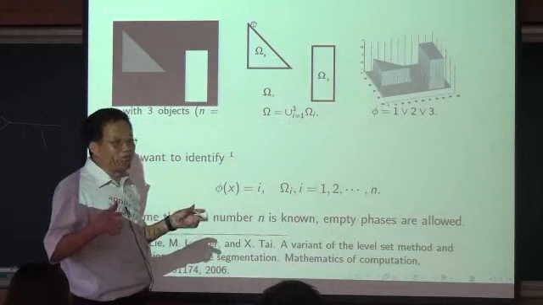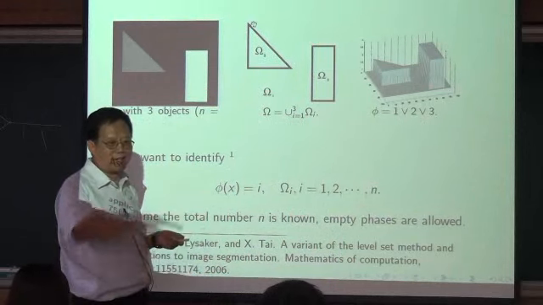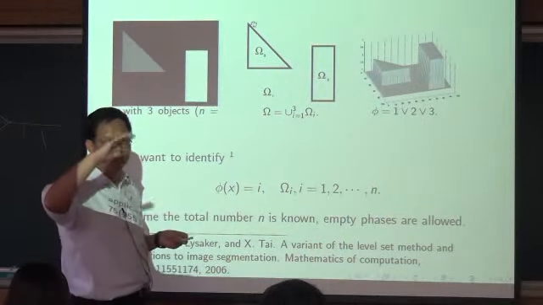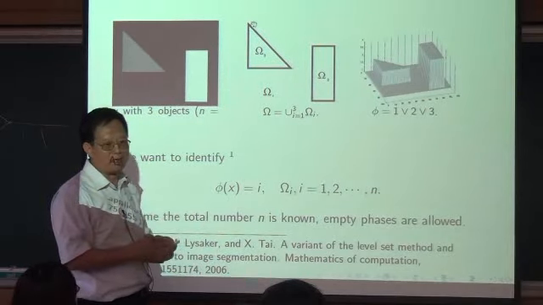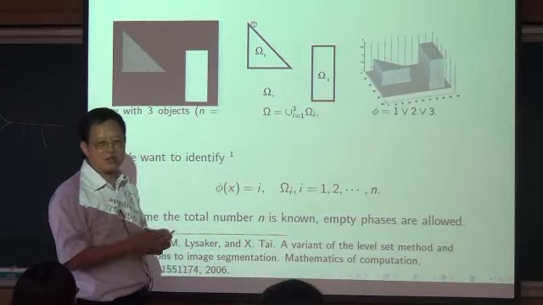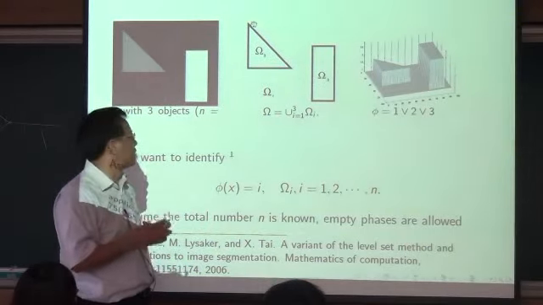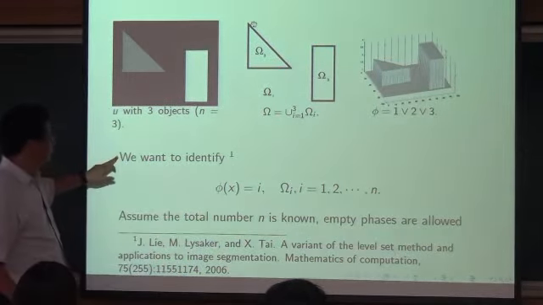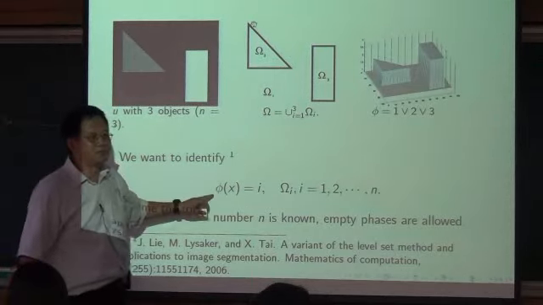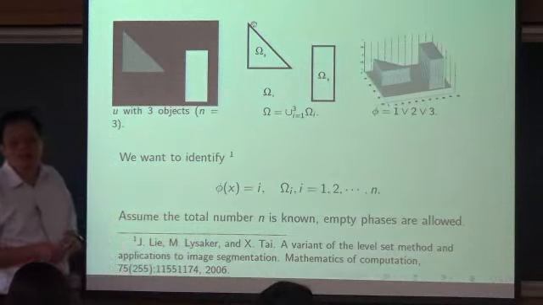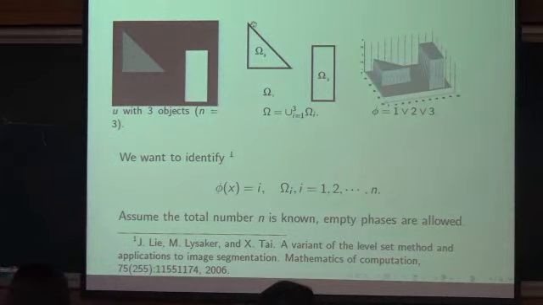In the beginning, you don't know which label is correct, but then you need to reshuffle the labels. Once the labels are shuffled correctly, the integral will be minimized. If the labels are not correct, it will not be minimized. So if we want to identify n regions, we give n labels.